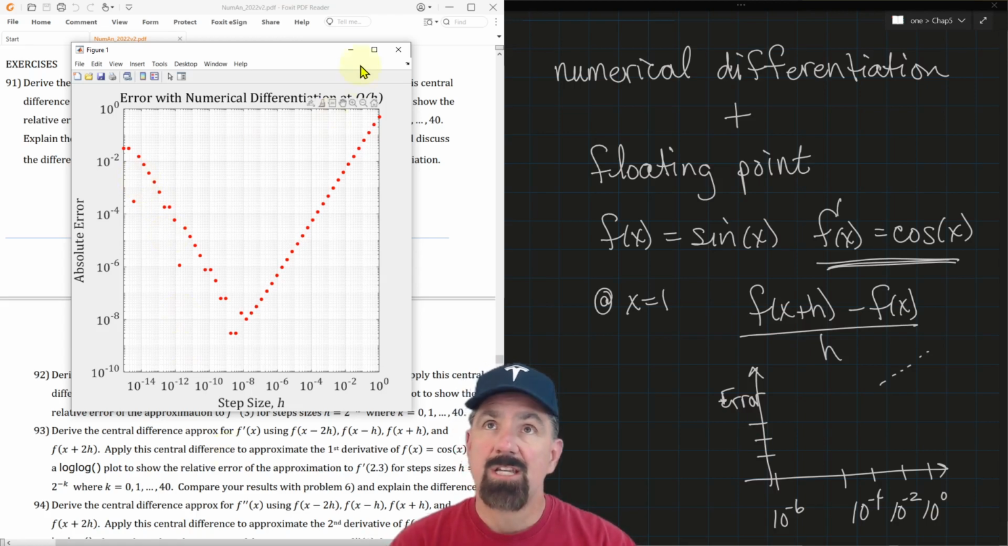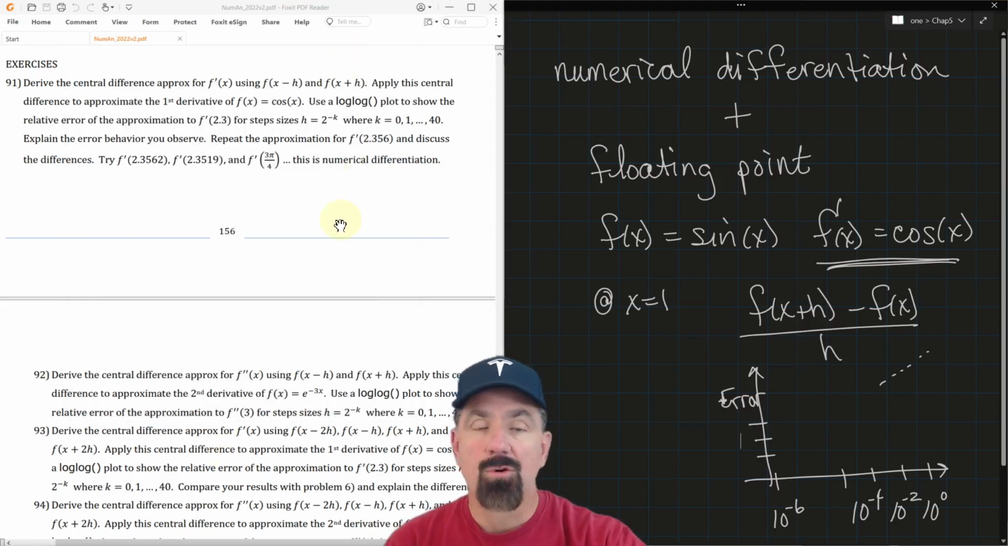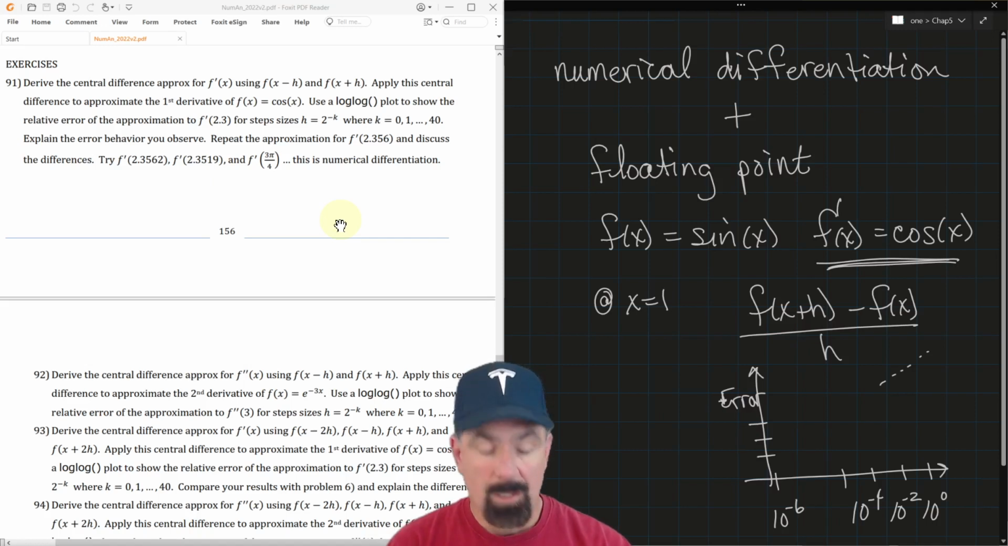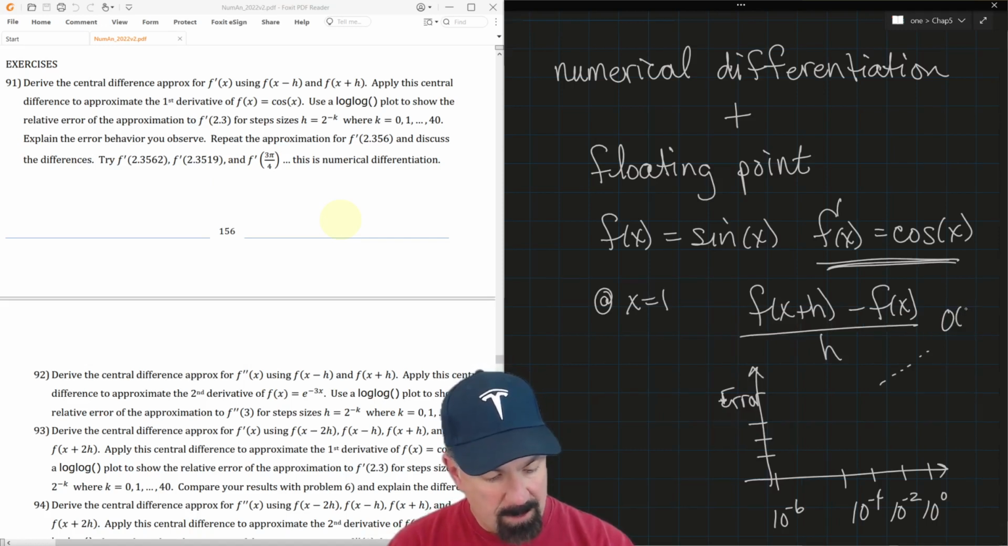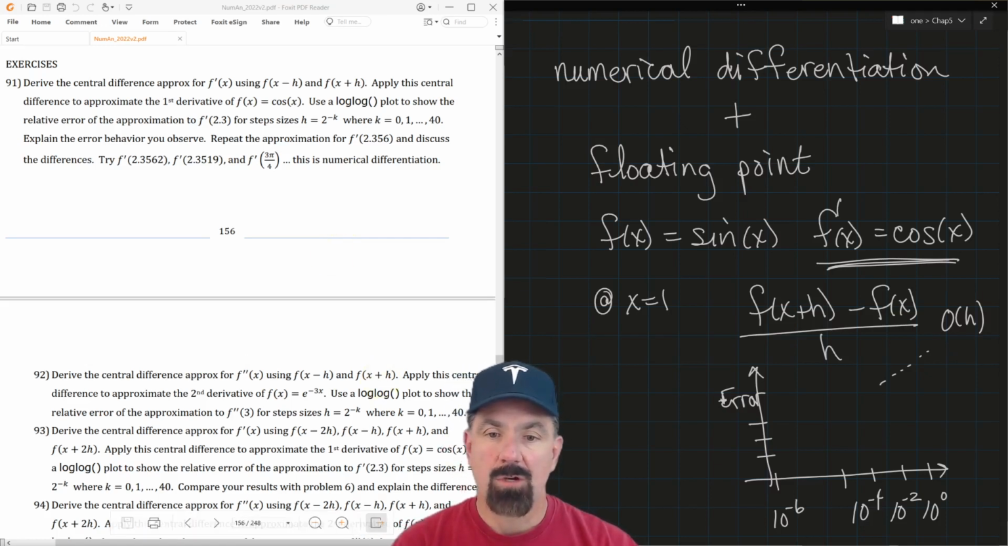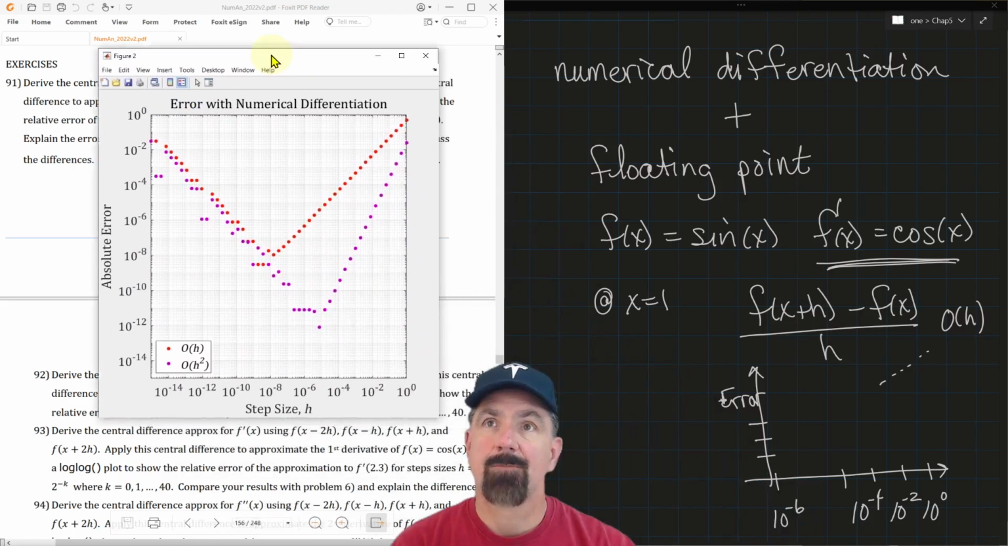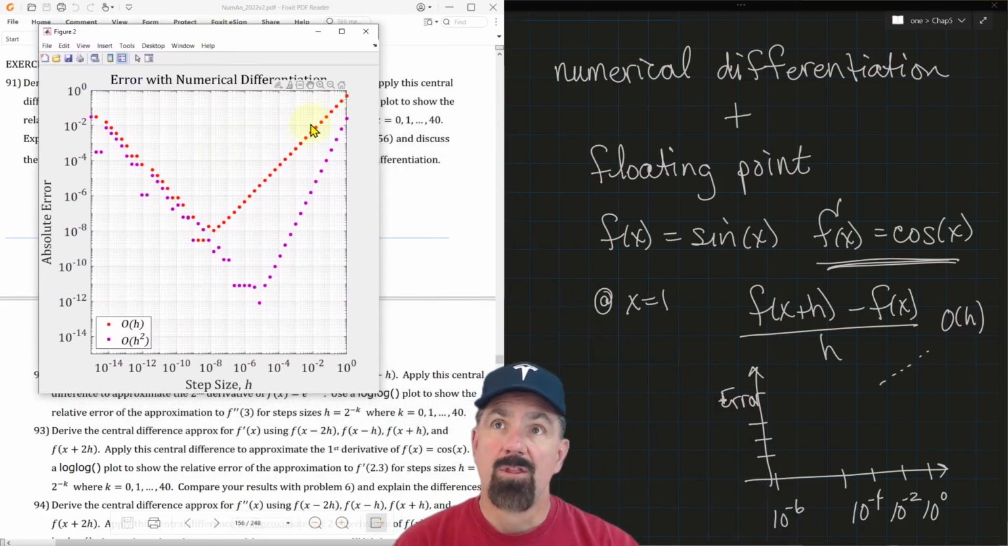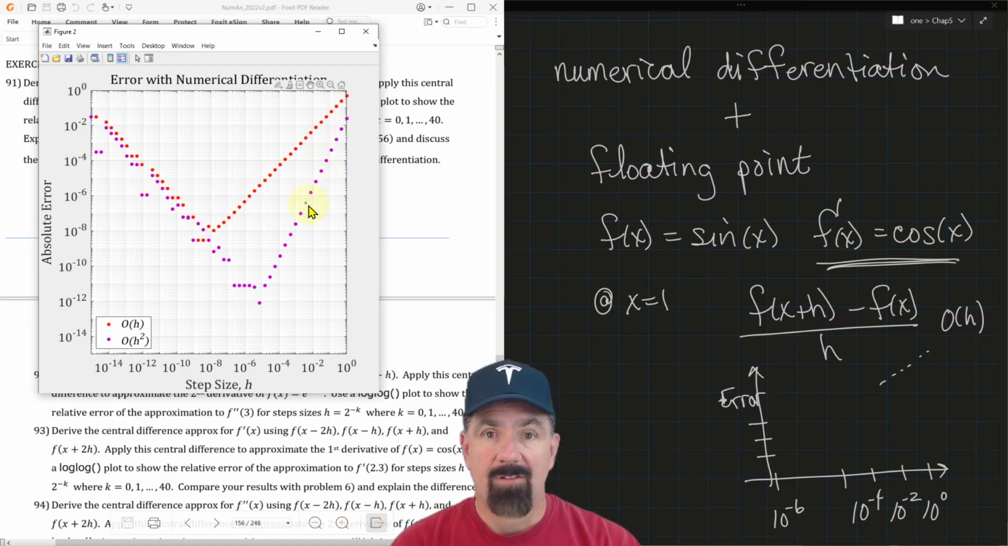Then what you're going to do as you continue on with the homework problems is you're going to use other methods. So this is an order H method. If I use a central difference, I'll have an order H squared. So what I've done is I've come up with a plot that shows both of these on the same set of axes. So in the red, I still have order H. And this is the plot that we were just looking at. In the purple, I have the central difference. Unsurprisingly, it's an order H squared method.